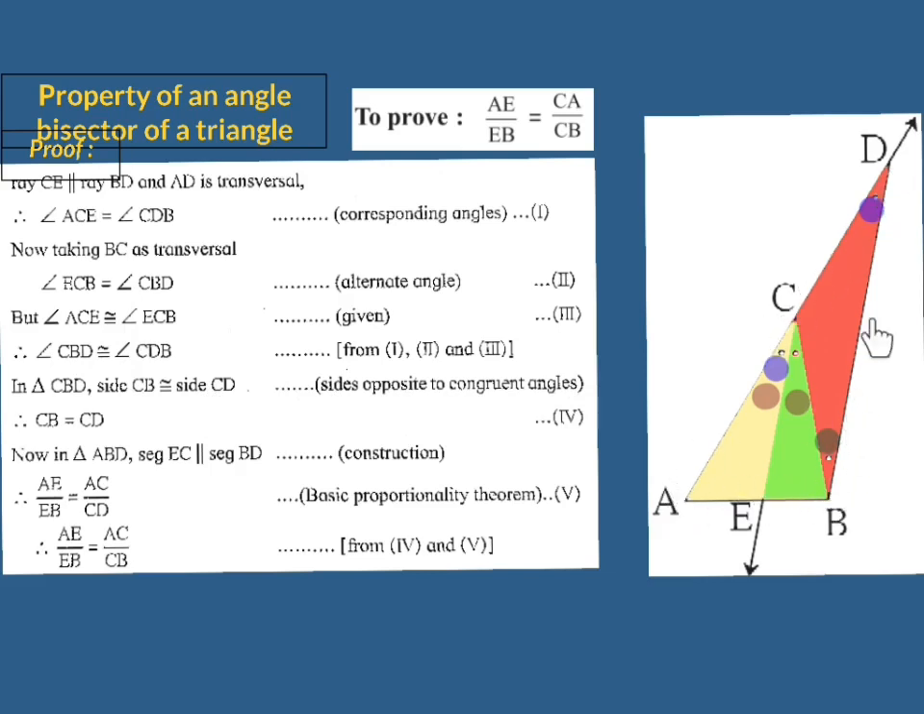Now in triangle ABD, EC is parallel to BD. Hence AE upon EB equal to AC upon CD by using basic proportionality theorem. Now we can replace this CD by CB. Therefore we will get the required result, that is AE upon EB equal to CA upon CB or AC upon CB. In this way we have reached our target.